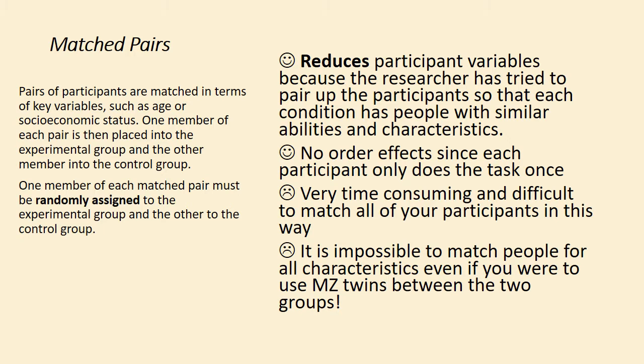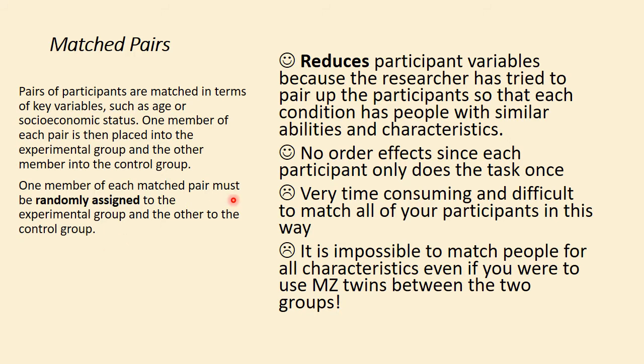Matched pairs is basically independent groups. They're two separate groups of people. However, you have tried to make them similar in their makeup, so it's a bit better. Of course, like independent groups, once you've matched your pair, your two 80-year-olds, you then randomly assign one to the experimental group and the other to the control group. You don't pick who goes into which, you draw lots.